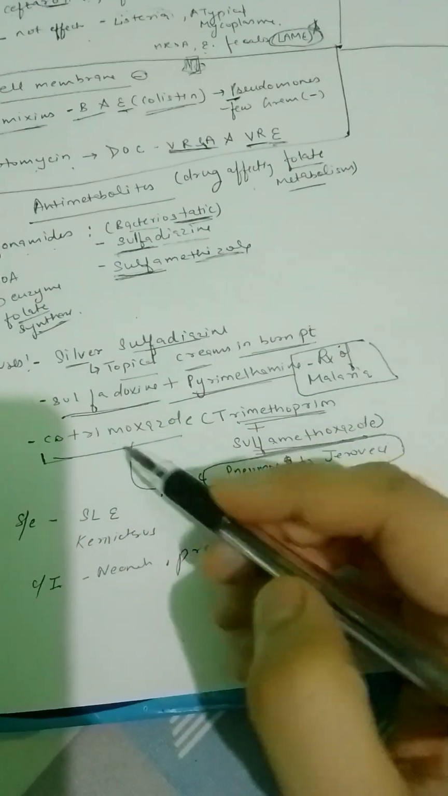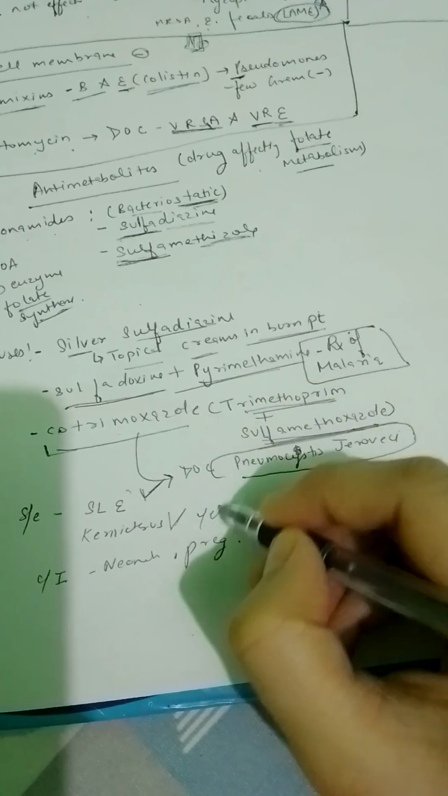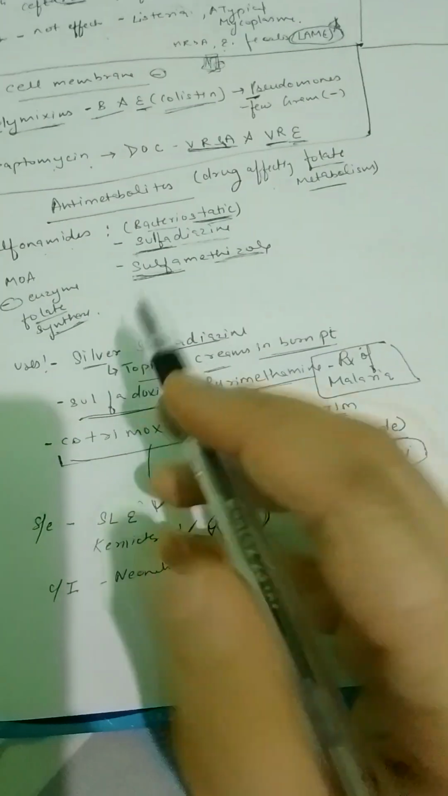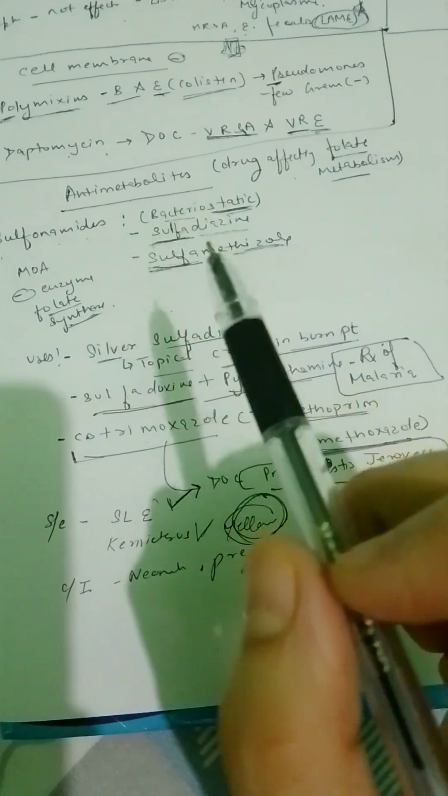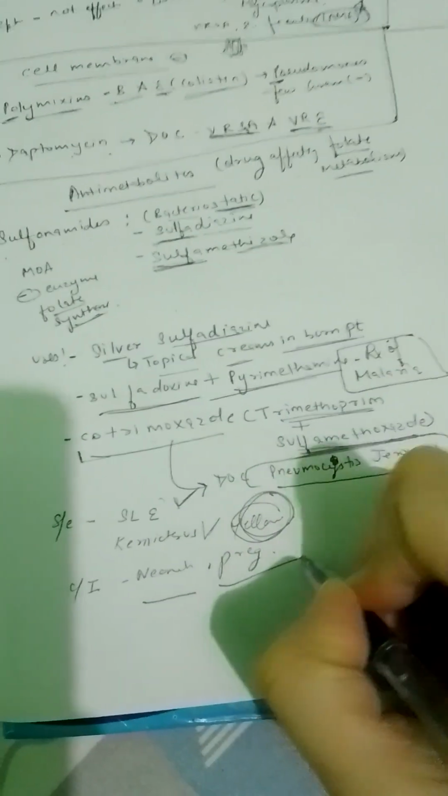Then the side effects can be SLE and kernicterus, which means yellowishness in the child, the infant. That's why these antimetabolites are contraindicated, which means they should not be given in neonates and pregnancy.